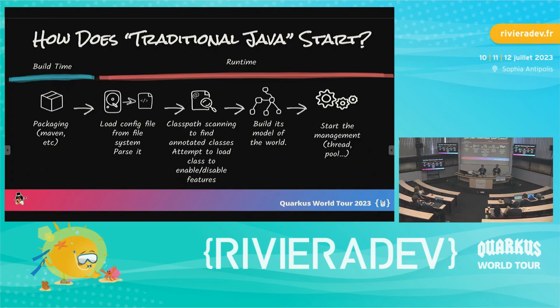The way a traditional Java application starts is you do your packaging, your Maven package or your Gradle or whatever. Then once it starts up, it does loading config files and class path scanning, building its model of the world. But it does all that after it actually starts up. So in the world of containers, your container has already started up, but your application is actually not ready to receive requests yet. So that time, it's kind of sitting in limbo.